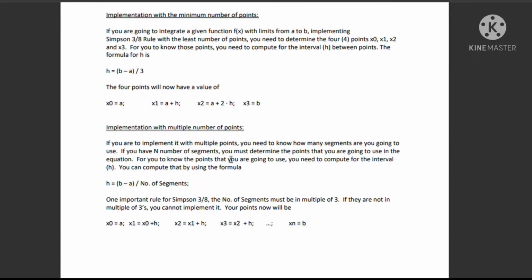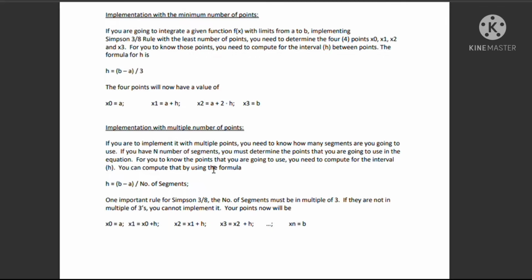Implementing with a multiple number of points. If you are to implement it with multiple points, you need to know how many segments you are going to use. If you have n number of segments, you must determine the points that you are going to use in the equation. For you to know the points, you need to compute the interval h. You can compute that by using the formula h equals b minus a over the number of segments.